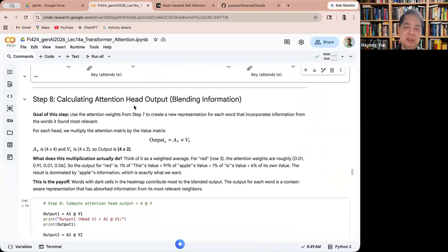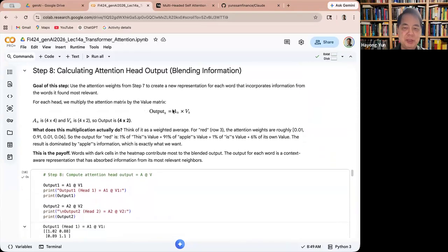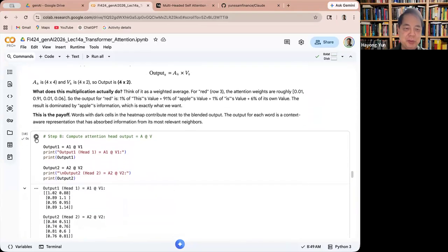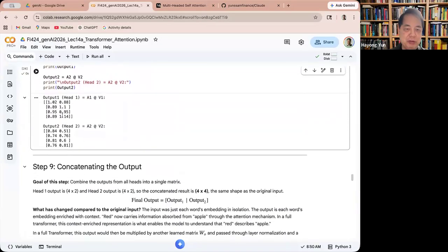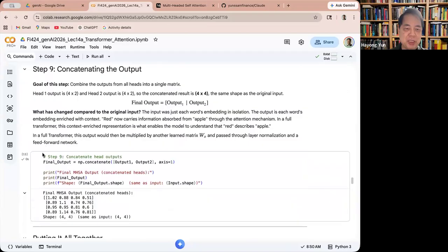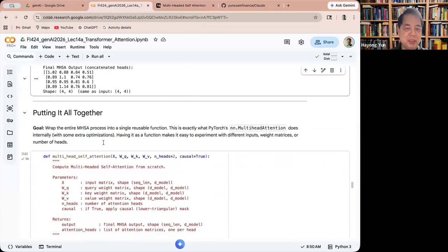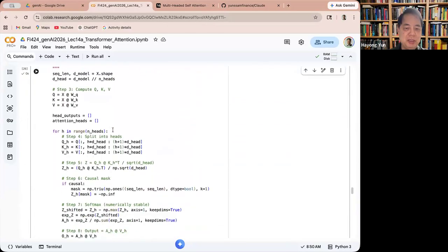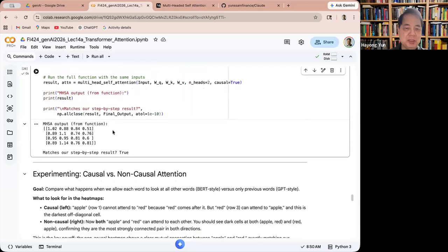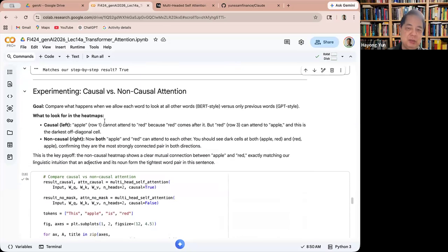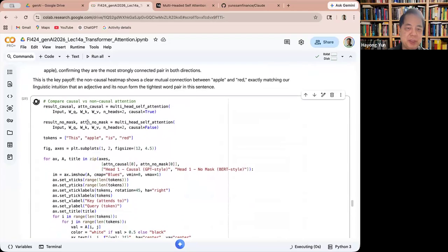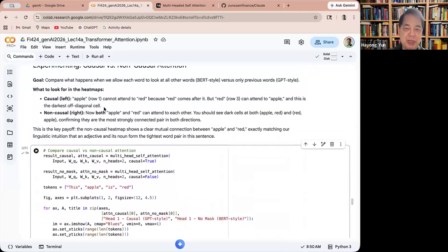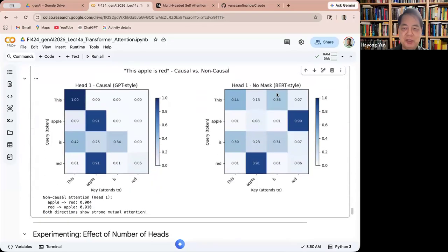And then calculating the attention head output, blending the information: it's this attention matrix times the value, which will get you the value it carries out, okay? And then we concatenate the output. Okay, so putting this all together, you can see here the setup. The causal and non-causal experiments, where you have the mask or don't have the mask: you can see that the BERT style, which goes back and forth, can also see the future. So Apple actually is related to red. It's not supposed to see it, but yeah.